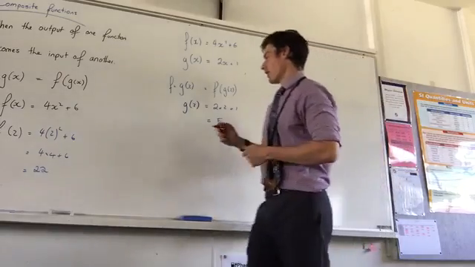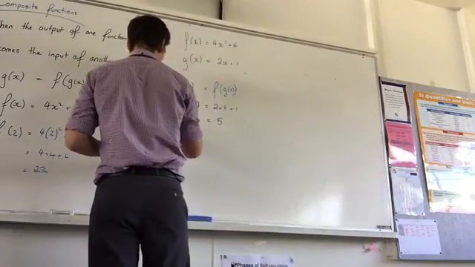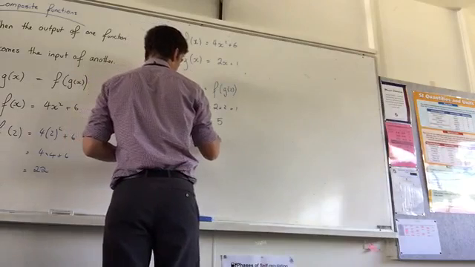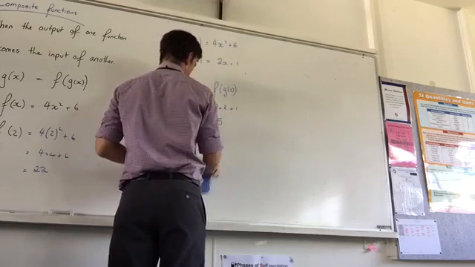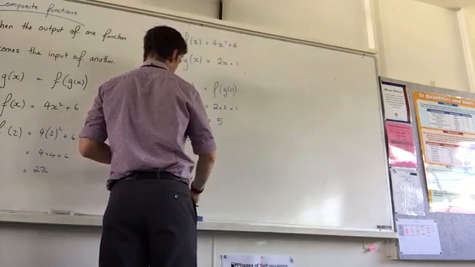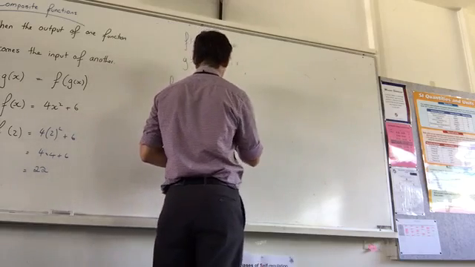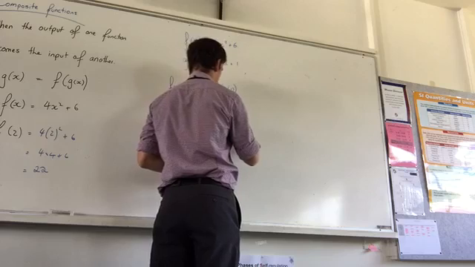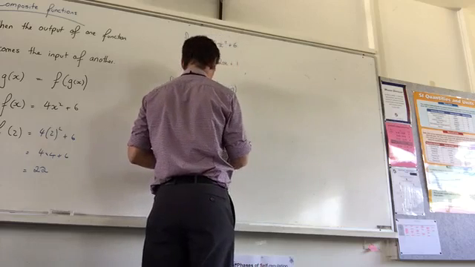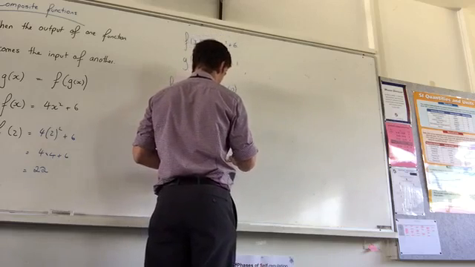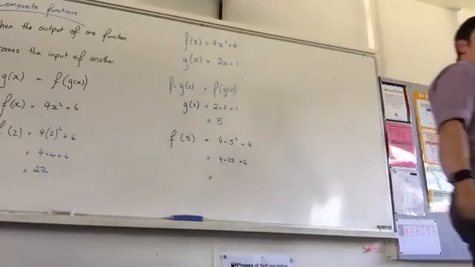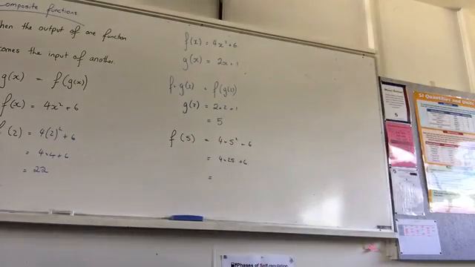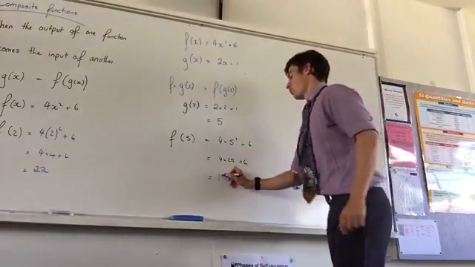And then I would let f of 5 equal, so what does that equal? 4 times 25 plus 6? 106. 106, good. And that would be our result.